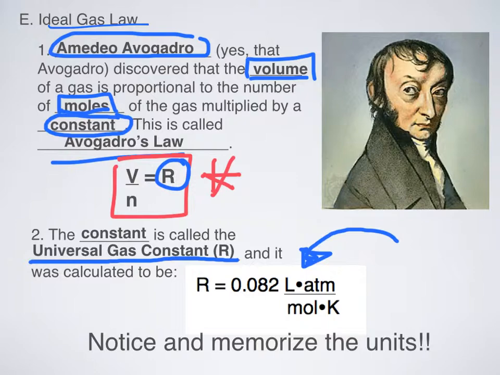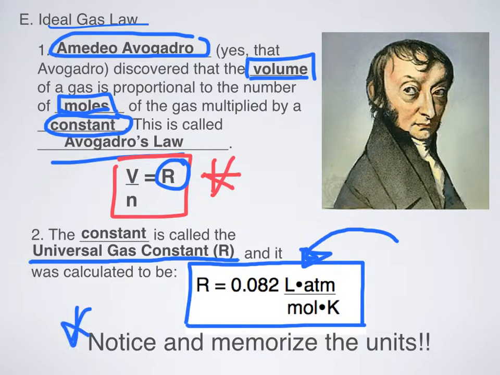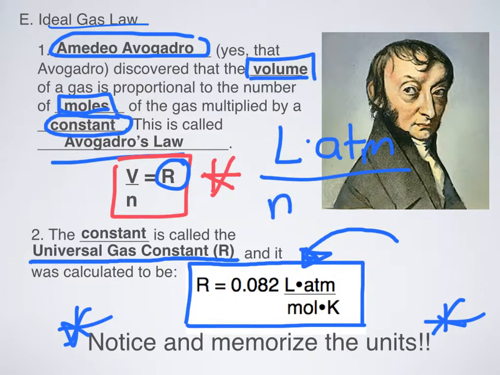Well, we get 0.082. Now that's only with particular units, which is why right here it says notice and memorize the units. Notice and memorize these units. Liters times atmospheres over moles times Kelvin. Again, the most disturbing array of units that you'll ever see in a row here, and I'm going to write them out. So we have liters times atmosphere divided by moles times Kelvin.